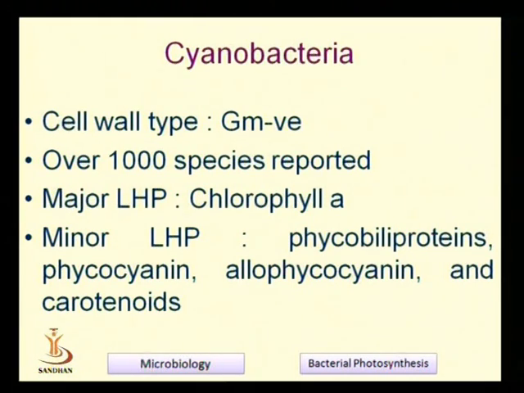As we have seen, the major light harvesting pigment in cyanobacteria is chlorophyll A. During this talk, wherever we speak LHP, that stands for light harvesting pigment. Other accessory pigments are not part of the reaction center, but they can channelize the electrons towards the reaction center, and they help in gathering as many photons as possible. These are called minor light harvesting pigments. The phycobiliproteins, phycocyanins, L-phycocyanin and carotenoids are examples of minor light harvesting pigments in cyanobacteria.